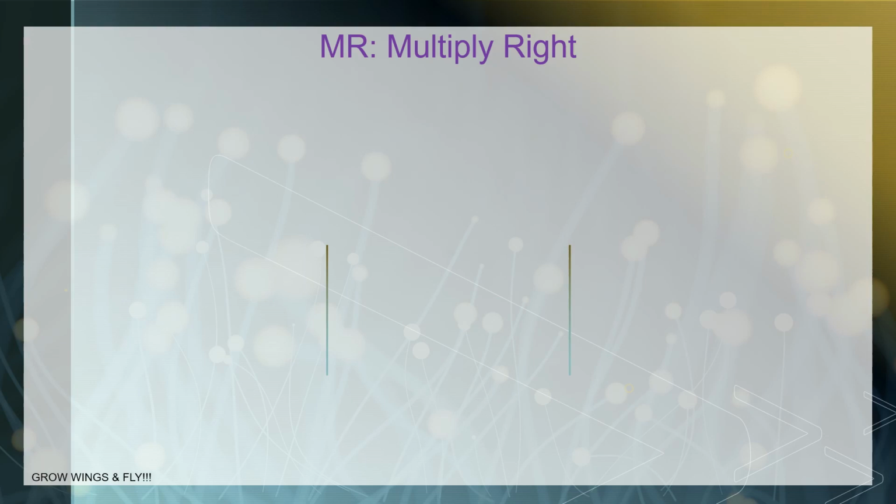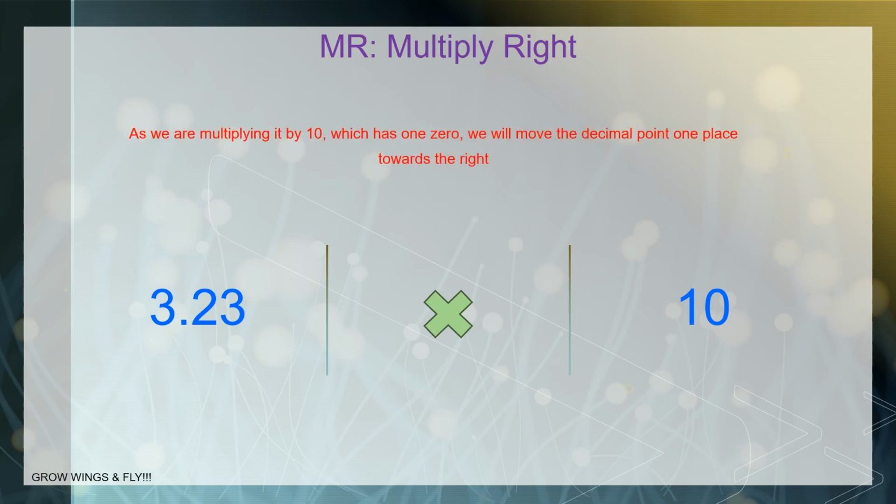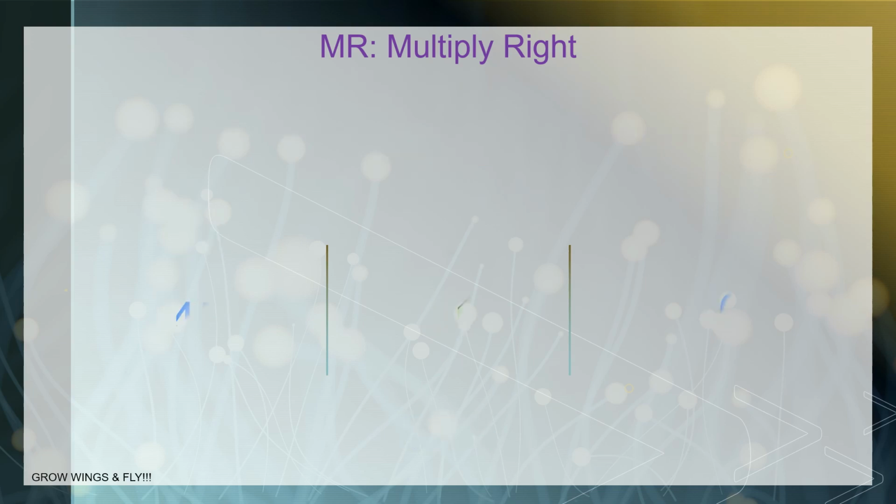When we say Mr. or multiply right, and we have this question, 3.23 times 10, there is 1 zero in 10, so we move the decimal point 1 place towards the right. So my answer is 32.3. Oh, that's how you do it, Mr. Febby. Yes. Let me try one. Abel said, sure, go ahead, here you go.